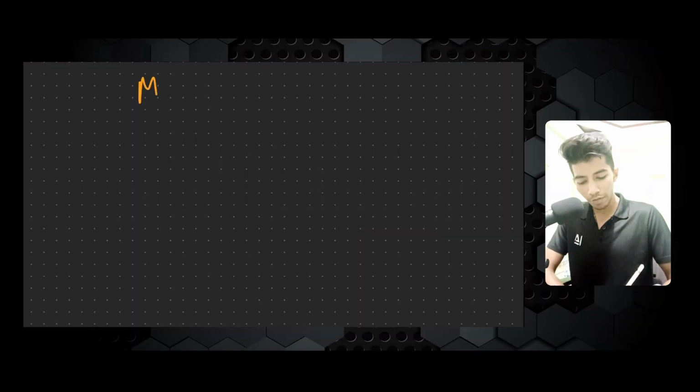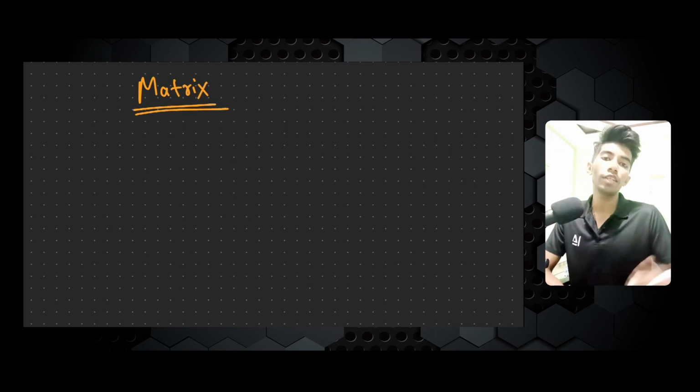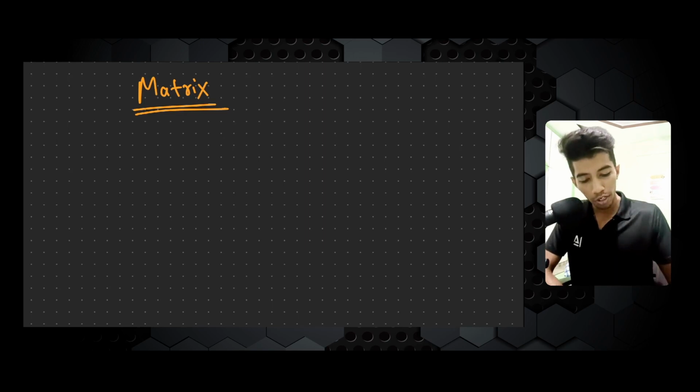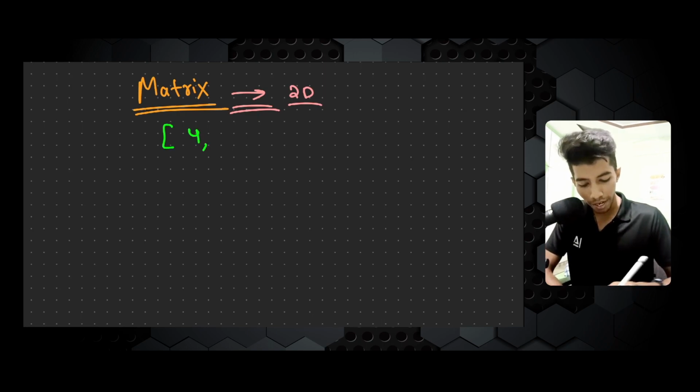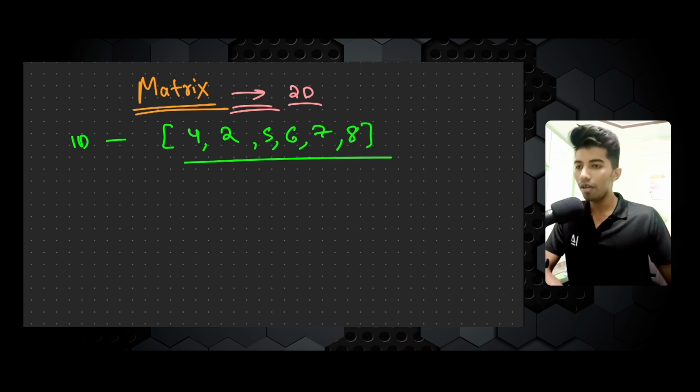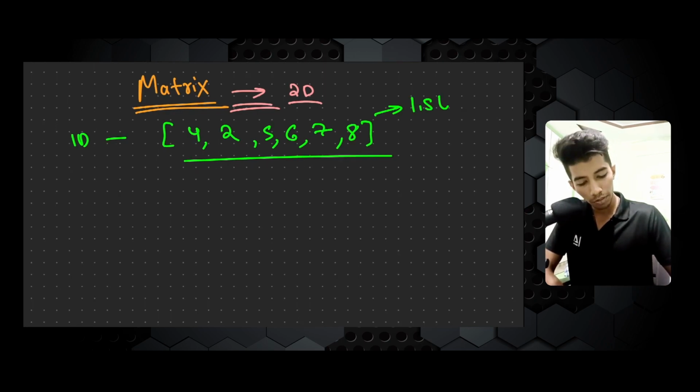So let's understand what a matrix is. Those who are in the programming field and those who are not, you can understand a matrix as a 2D representation first of all. Till now what we have discussed, this is a 1D array, in which there are 4, 2, 5, 6, 7 and 8. There are n number of elements I can store in it. This is a simple example of a list in Python.